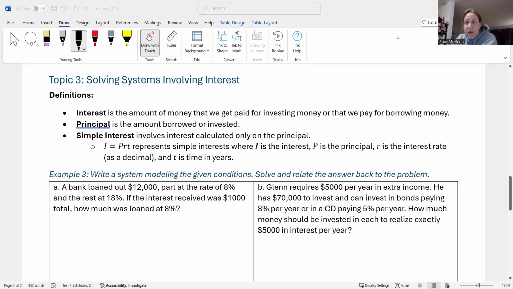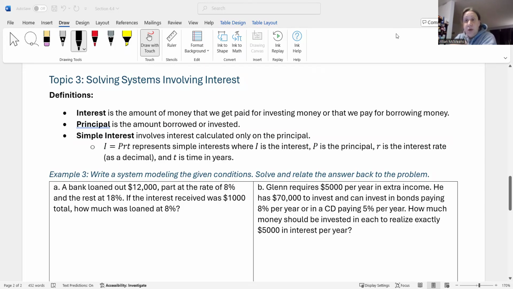Okay, another application we can look at with systems of linear equations and two variables is solving systems involving interest. So think personal finance here. So a few definitions. Interest is the amount of money that we get paid for investing money or money that we end up paying when we borrow money. Principal is the amount borrowed or invested.